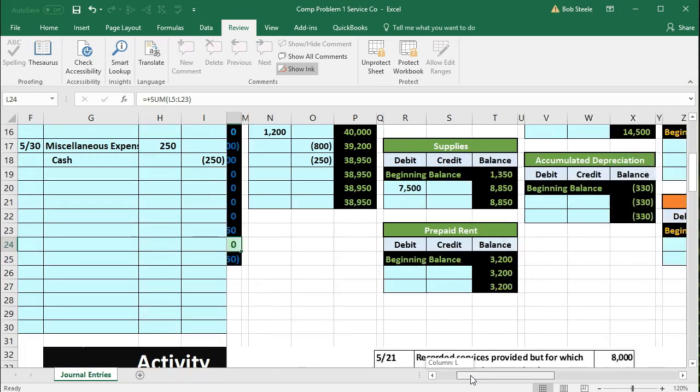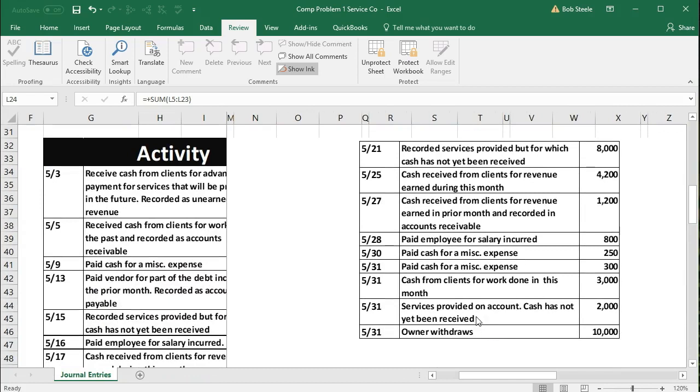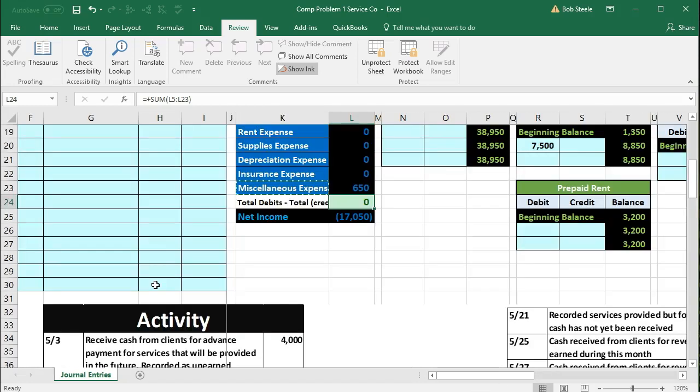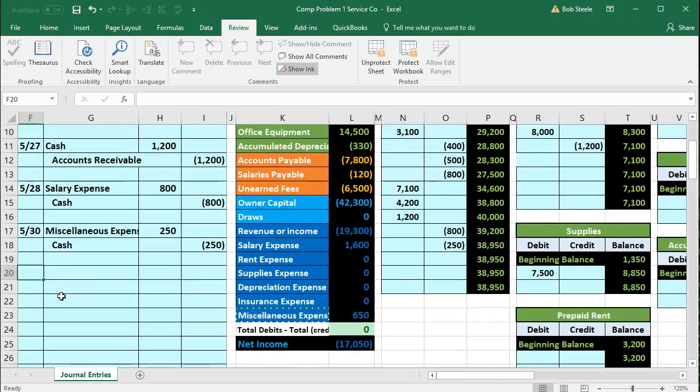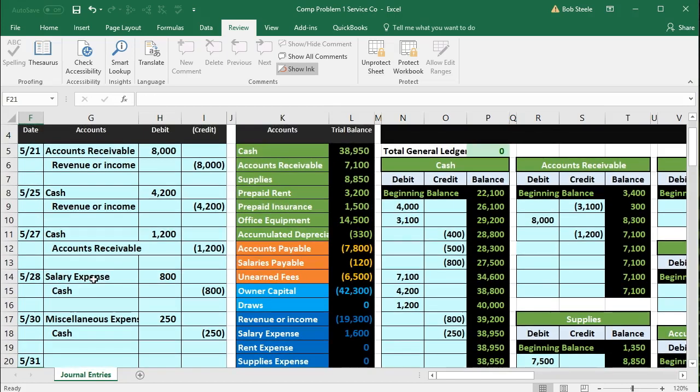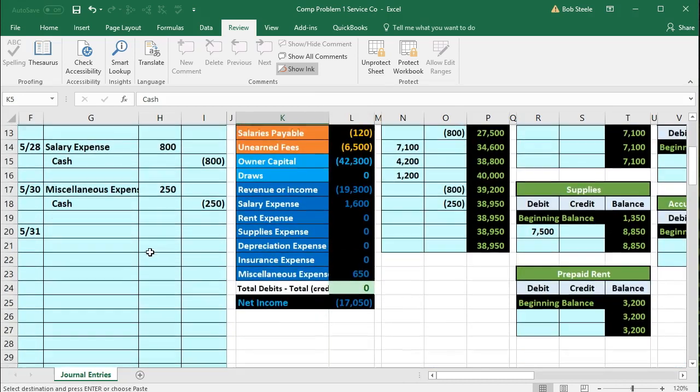Next transaction, we're going to scroll back down here. We have another miscellaneous on 531, paid miscellaneous for 300. So scrolling back over, we have 531 in F20, and we're going to say that cash is affected. It's going down. Cash has a debit balance. We're going to make it go down by doing the opposite thing to it, which in this case is a credit. Copying cash, putting it on the bottom.